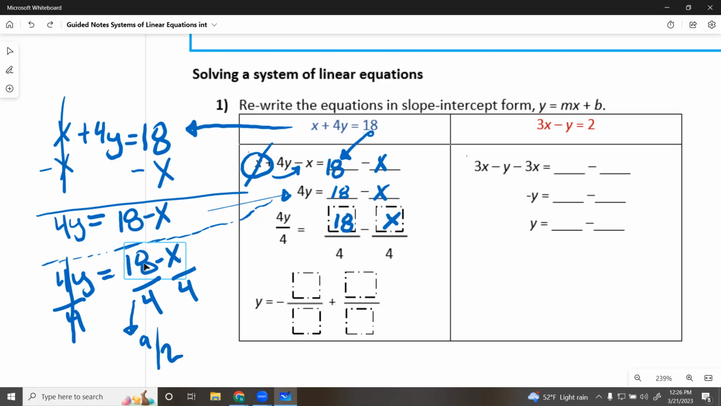You always got to try to remember to reduce your fractions to the lowest or the simplest form. So 18 divided by 2 is 9. 4 divided by 2 is 2. That's how we get 9 over 2 minus x over 4.